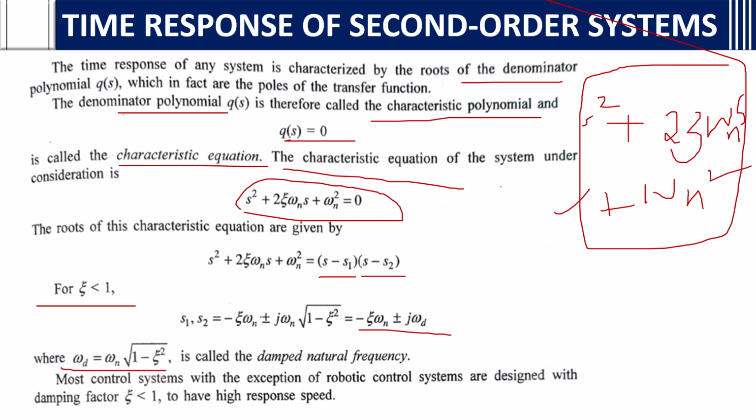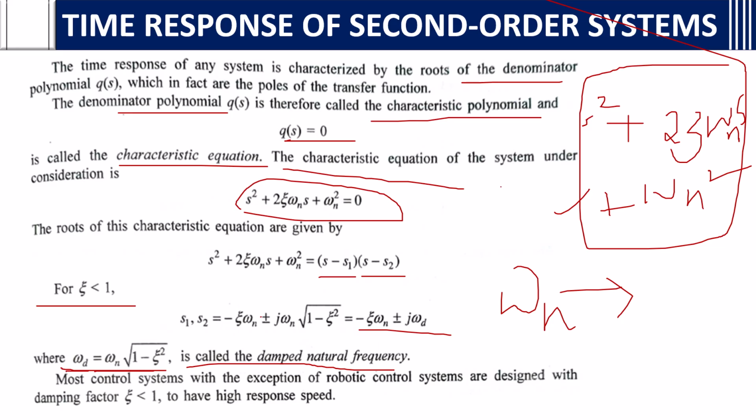This omega d we have substituted for this value: omega n into root of 1 minus zeta square. This is called the damped natural frequency. Omega n is the undamped natural frequency, whereas omega d is the damped natural frequency, which equals omega n into root of 1 minus zeta square. You need to remember these formulas. They may ask questions on this. I will do the questions on this in a separate video.